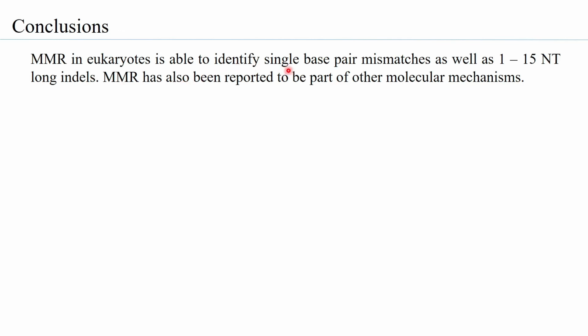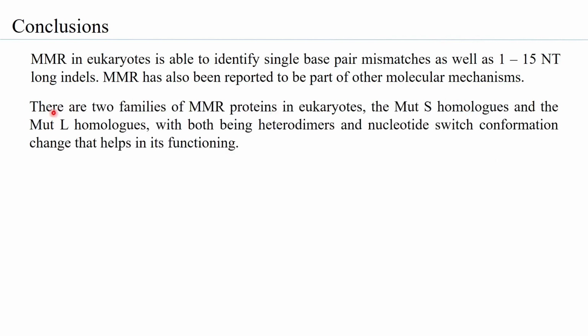MMR in eukaryotes is able to identify single base pair mismatches as well as 1 to 15 nucleotide long insertions and deletions. It also has been reported to be part of other molecular mechanisms like, for example, repairing oxidation-based DNA damage or also being involved in suppressing homologous recombination. There are two families of MMR proteins that play a very important role in eukaryotes, and they are the MutS homologs and the MutL homologs, with both being heterodimers and the nucleotide switch conformation enabling them to function optimally.